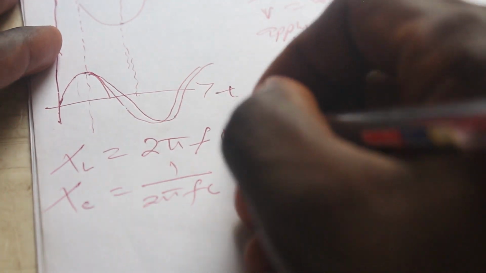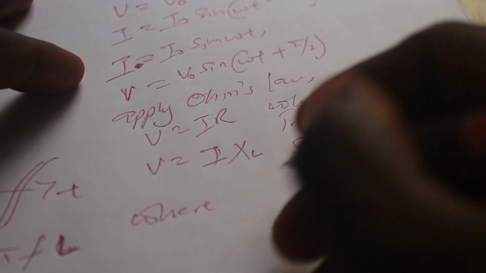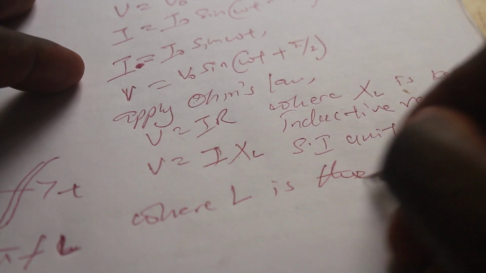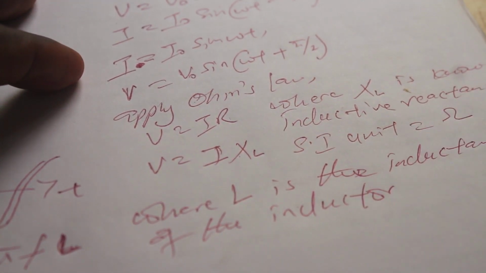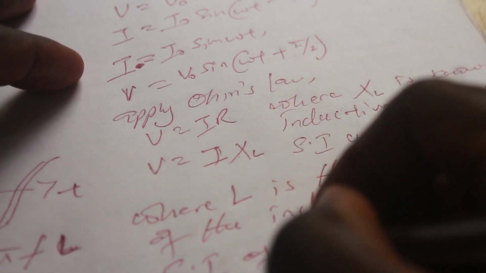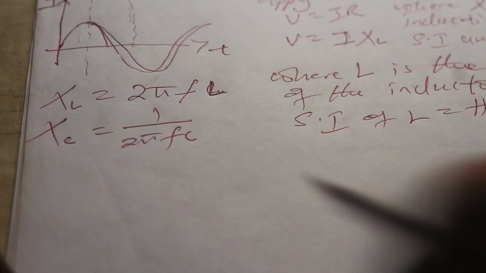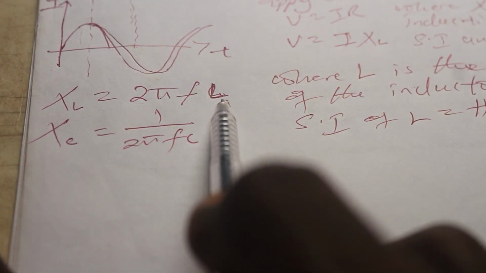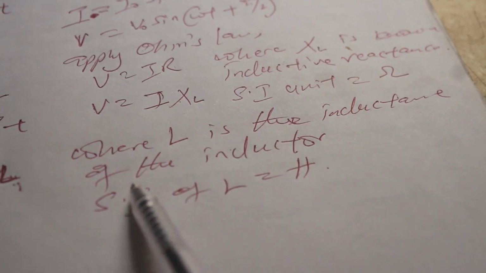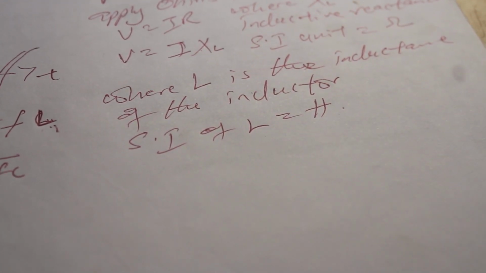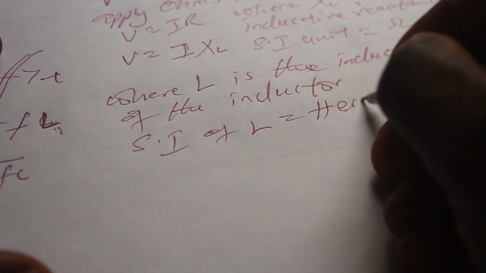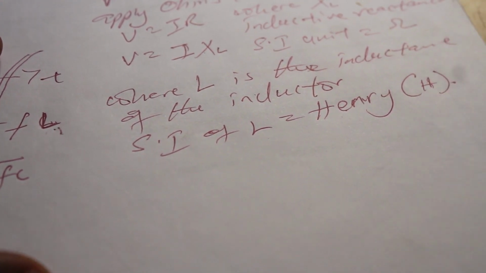Unlike capacitive reactance, remember capacitive reactance is 1 over 2 pi FC, where L here is the inductance of the inductor, and the SI unit of the inductance of an inductor is Henry, denoted simply by H. You see, so the L here is called the inductance of the inductor, and the SI unit of it is H, which means Henry. H for short.